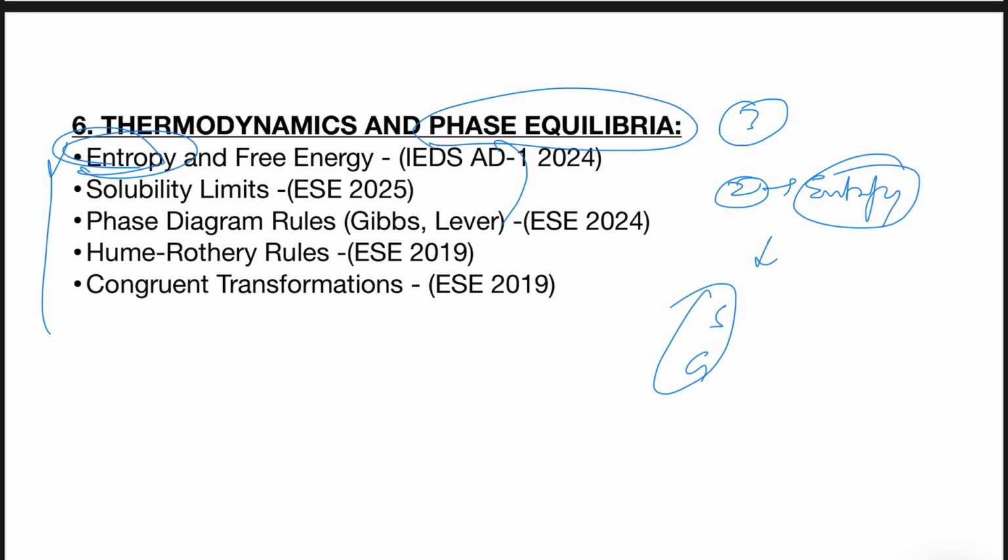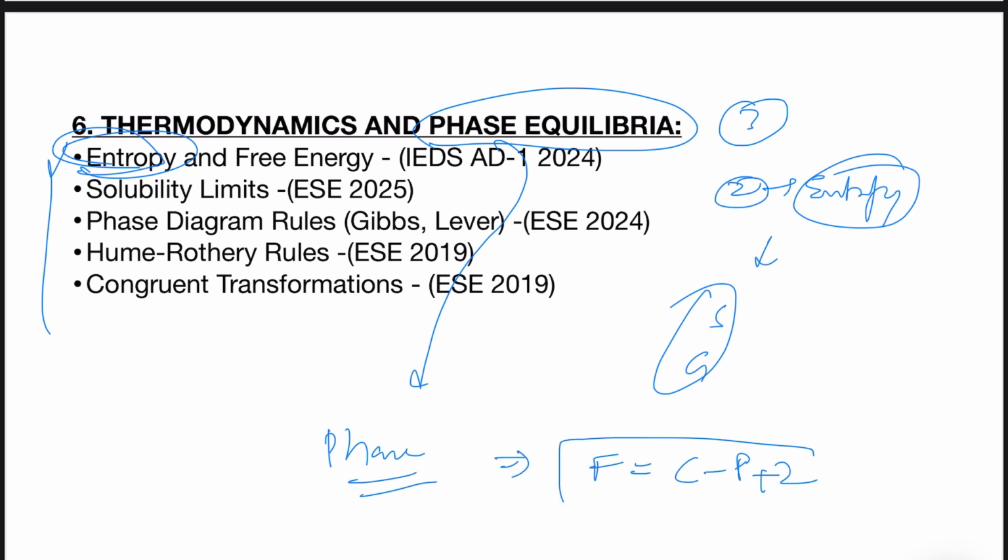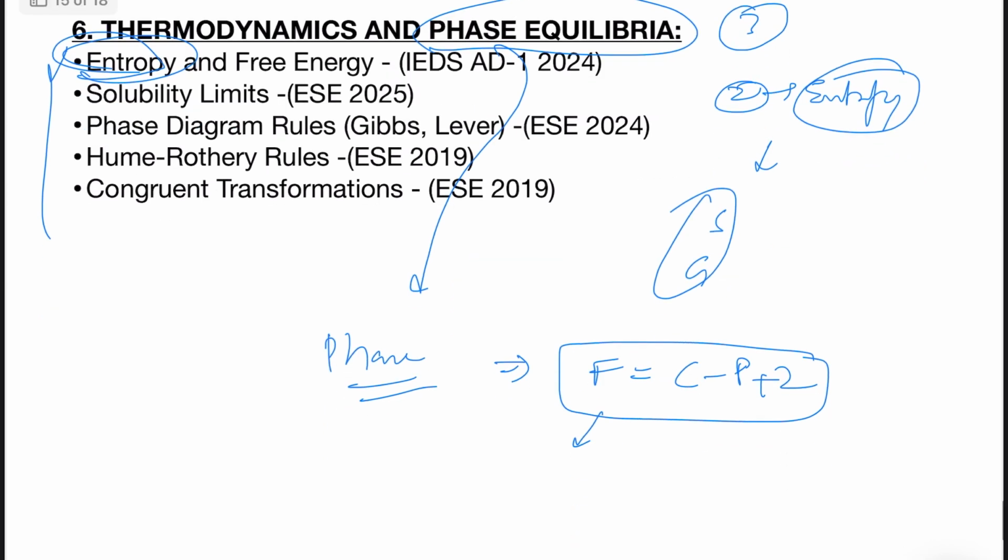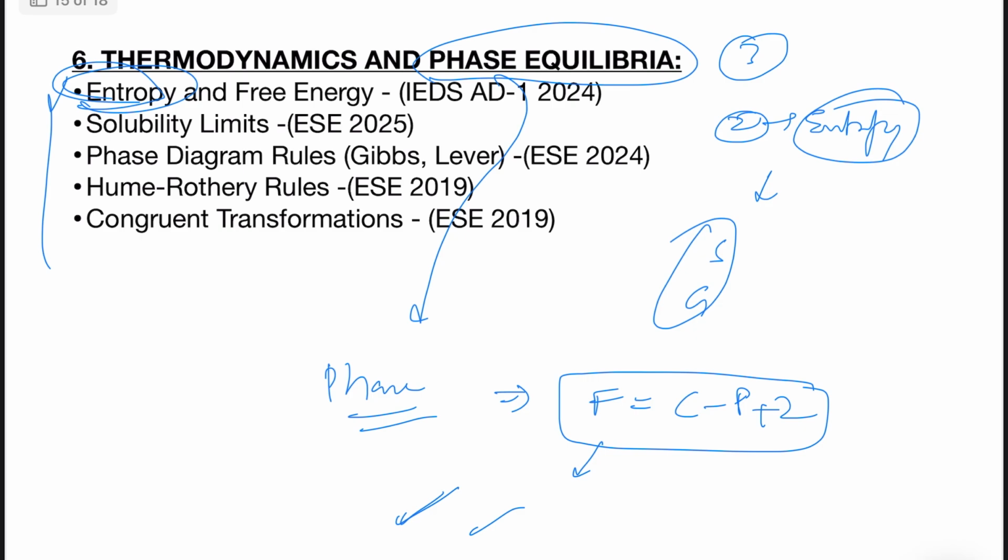Also the phase equilibria. We have this phase rule. The degree of freedom equals the components minus the phases plus 2. And try to see the phase diagrams for water, carbon dioxide, etc. This will help you to cover the basic aspects.